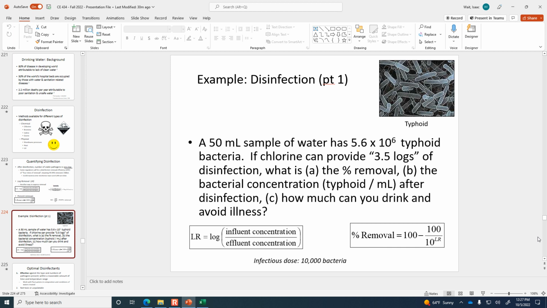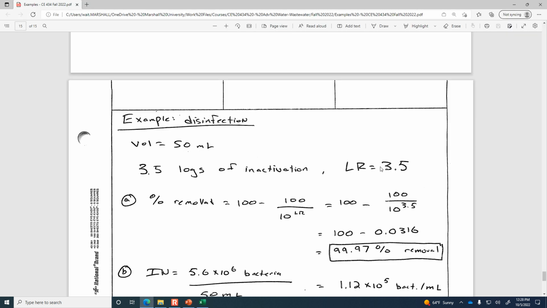Okay, let's look at part A, the percent removal. So the LR is 3.5. If we know LR is 3.5, we're going to use this formula to find the percent removal. So that means it's going to be 99.97% removal. And in fact, I want to be more precise than that because I'm going to show you an alternate way of calculating part B. So 99.968, well, I want lots of accuracy, so it's 99.968 37. That's probably enough. All right. So we'll keep that in reserve for a second.